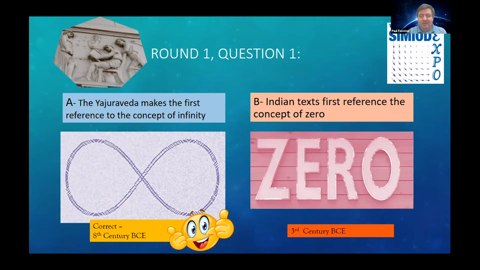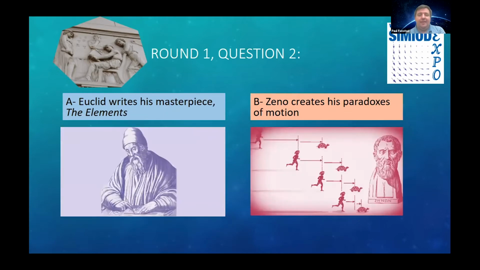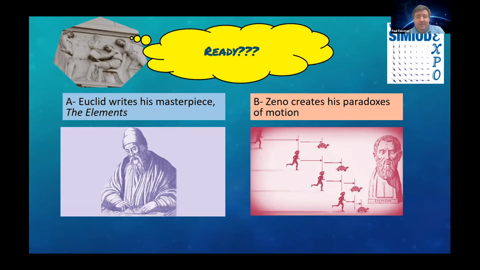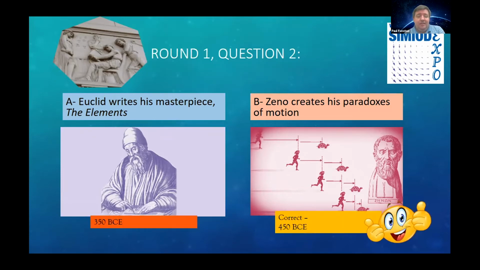Okay, one question down. Let's try another one. Which one happened first? Euclid writes his masterpiece, The Elements, a book we're all familiar with, or Zeno creates his paradoxes of motion, including Achilles and the tortoise. Two famous things from ancient Greek history this time. And the correct answer in this case: Euclid's Elements were written about 350 BCE. Zeno's paradoxes of motion were 450 BCE. So B, Zeno's paradoxes, is the correct answer.